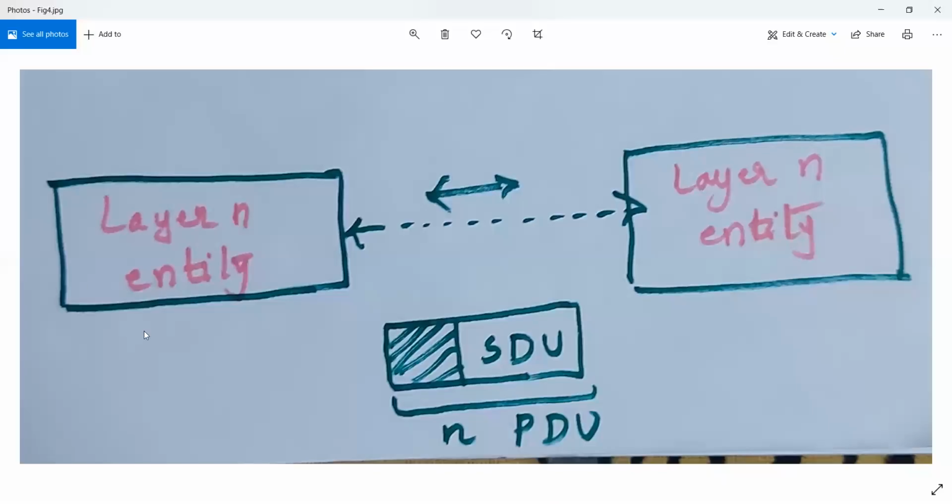So layer N entity. Here, for example, this N is 1. So this is layer 1 and this is layer 1. This layer 1 belongs to host 1 and this layer 1 belongs to host 2. So the exchange of data between these two layers takes place only when layer 1 protocol is enabled. And that data is known as protocol data unit. And this N represents the number of the layer. So for example, here the layer is 1, so layer 1 protocol data unit.